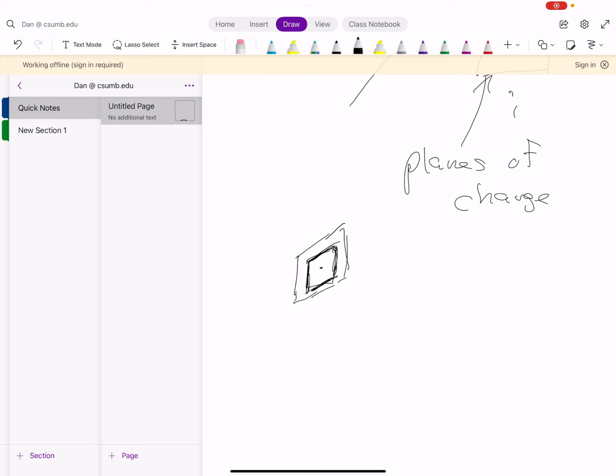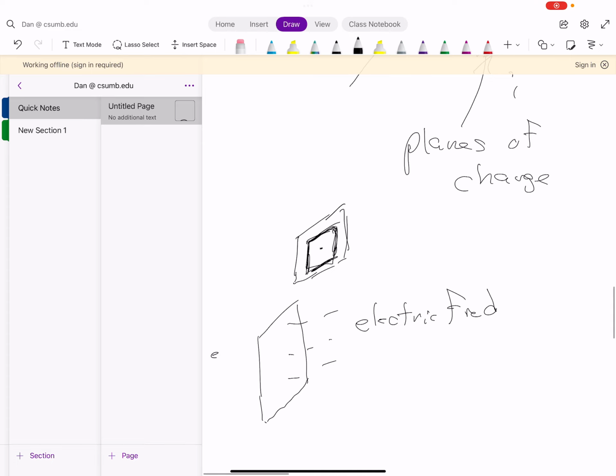We're going to start with talking about a single plane of charge. So imagine a plane of charge like this. And we're going to talk, let's say, about what's the electric field over here, and what's the electric field on this side too.